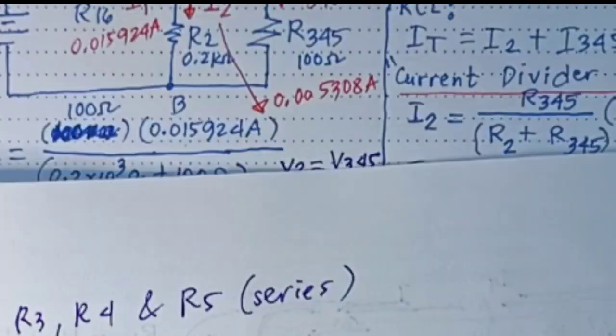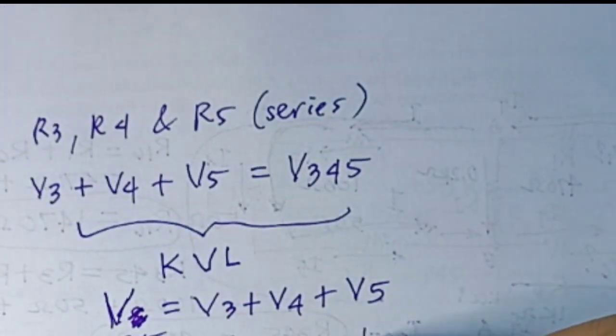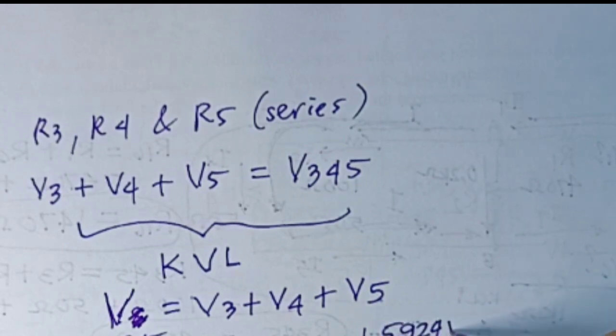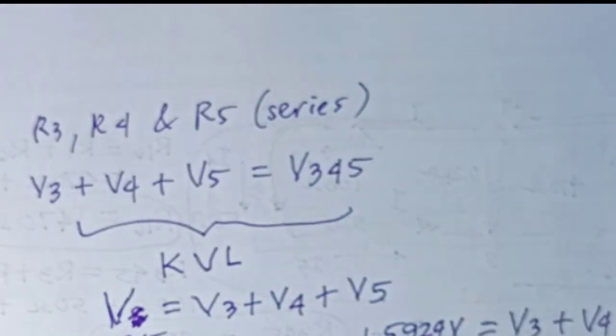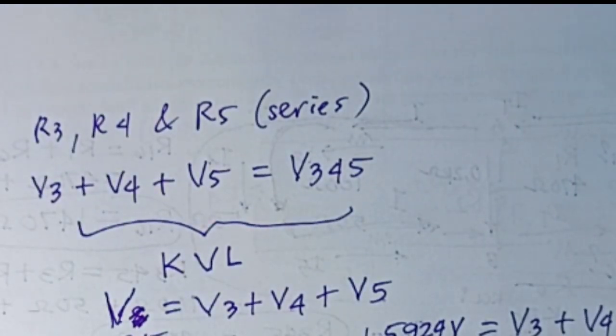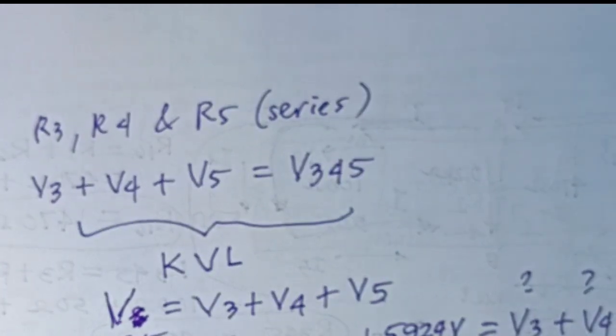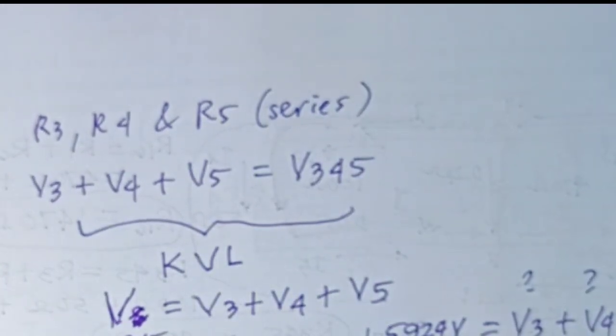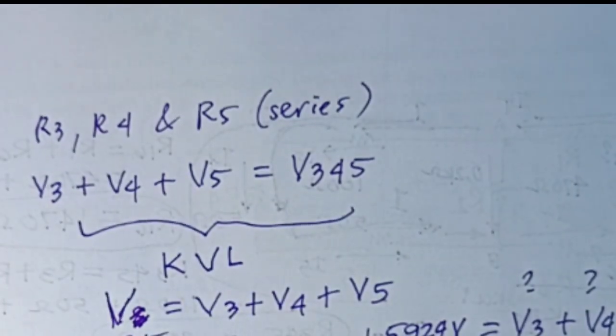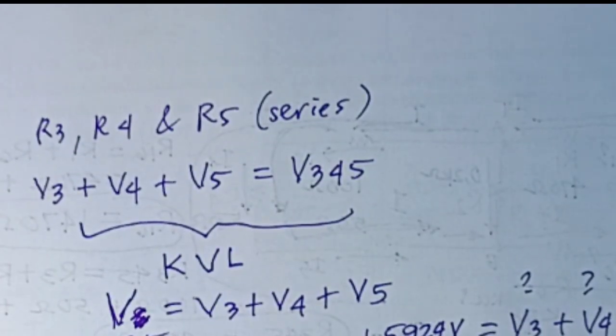Now, it will be 1.5924 volts equals V3 plus V4 plus V5. But the problem is we cannot do this because we don't know each of the values of these. So we will use the voltage divider rule again. And what's the voltage divider rule?